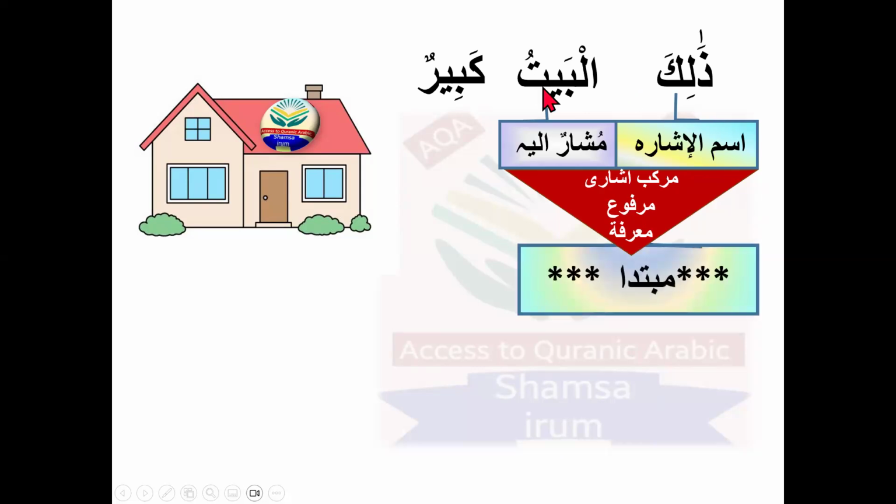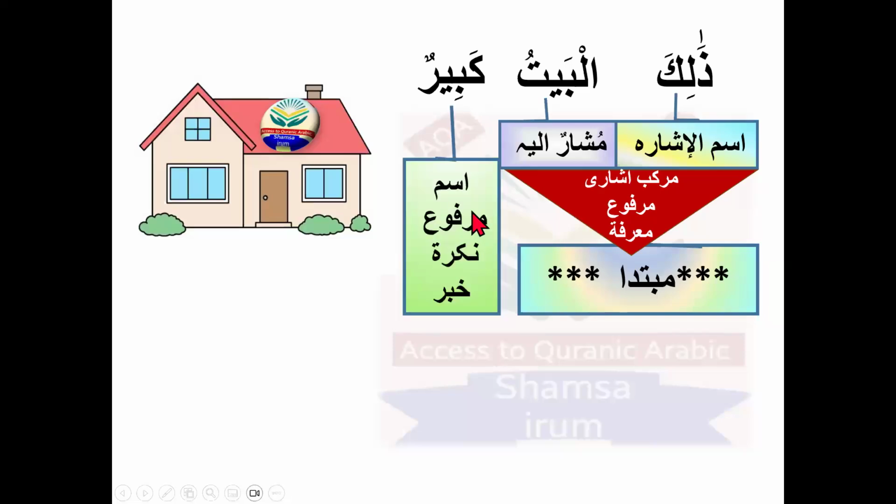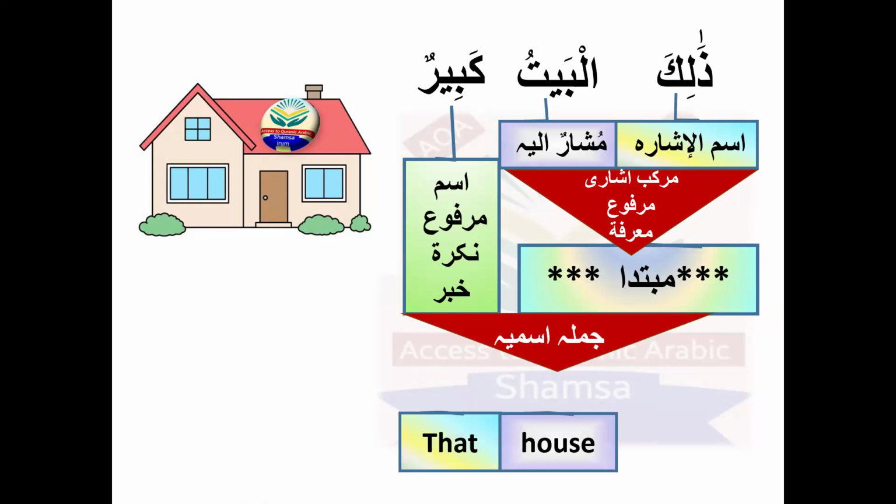Okay, so dhalikal baytu, ismul ishara and musharun ilay, is marfu and marifa, so it means they are completing all requirements for the mubtada. And kabirun is marfu and nakira, so it means it's the khabar now. Khabar should be nakira and marfu. So mubtada and khabar, the full jumla ismiya, is complete now. So let's do the translation again: that house is big.